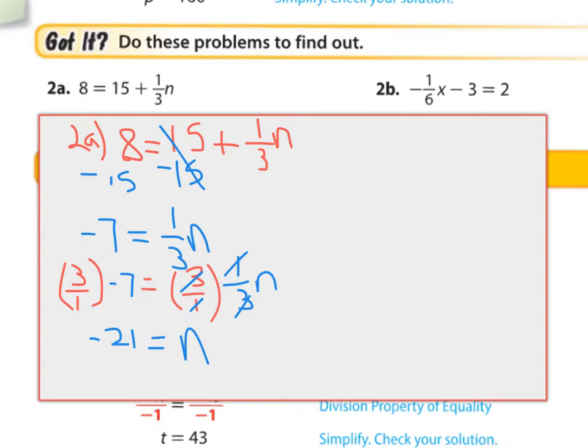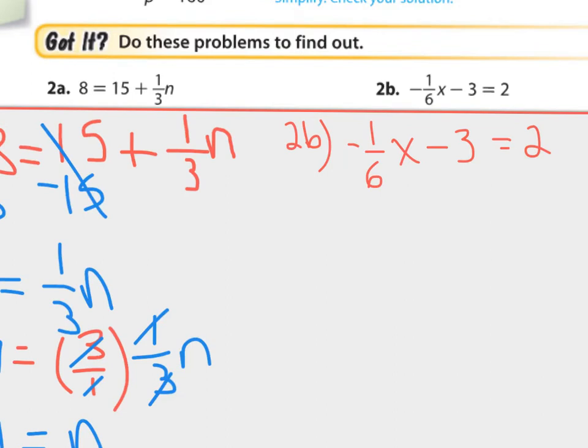Let's try 2b. First, we need to use addition property of equality to get rid of the 3. So we add 3 to both sides. These 3 cancel each other out, and on the other side we get 5. So negative 1/6 of a number is 5. Okay, let's get rid of the negative 1/6 by multiplying both sides by its reciprocal.